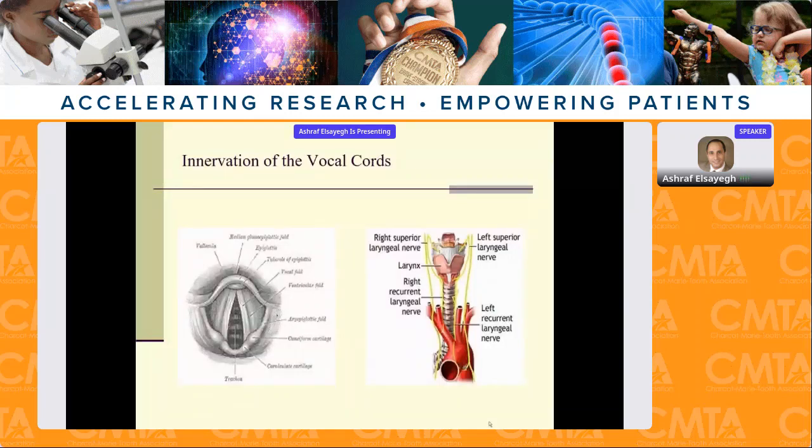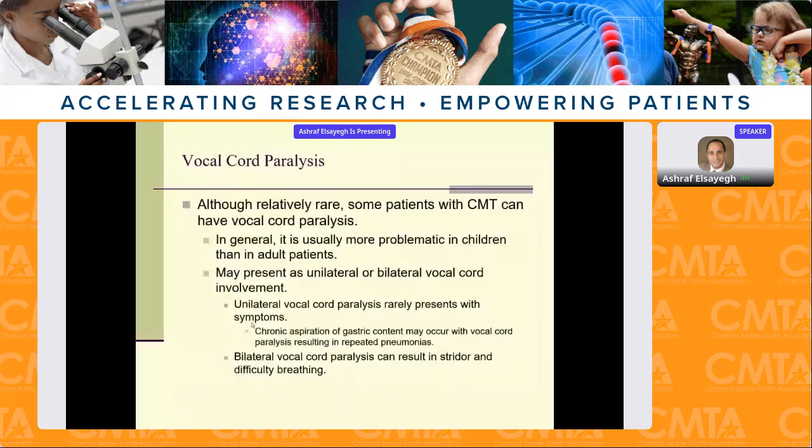In children, you can have bilateral vocal cord dysfunction, but in the vast majority of both children and adults, if you're going to have vocal cord dysfunction, it's usually unilateral. And again, what I mean by that is either both vocal cords or just one vocal cord. Although rare, it can happen in some patients. In general, it's more problematic in children than adults, and it can happen as unilateral or bilateral.